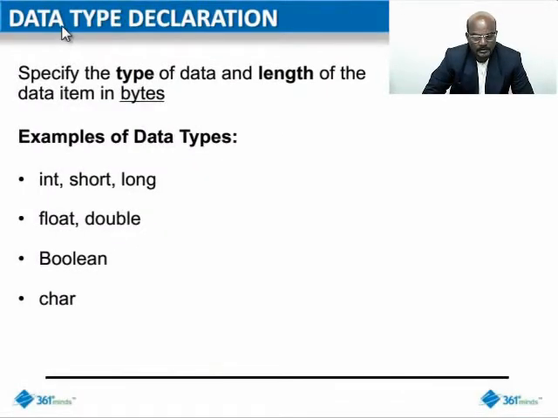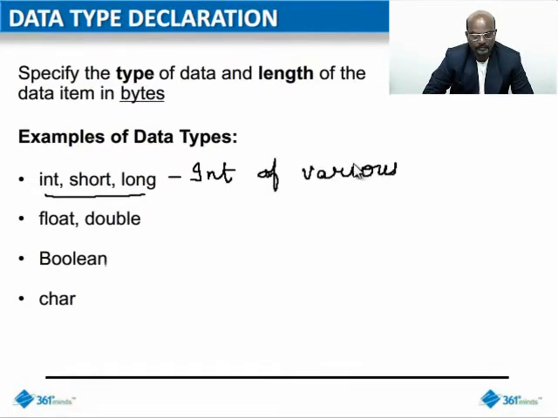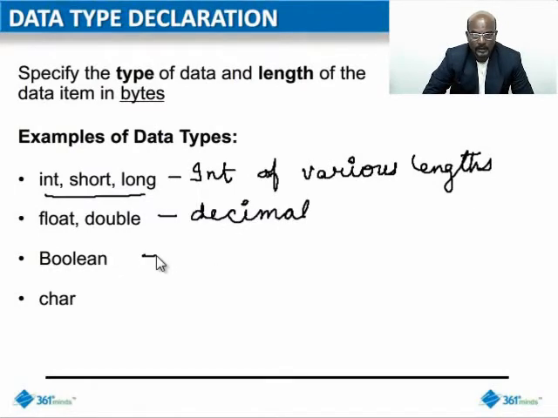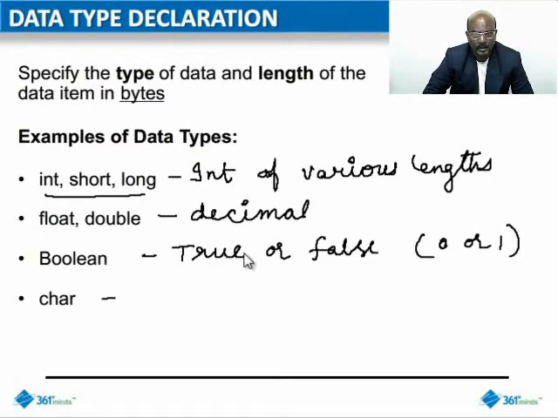Data type declarations. Some of the data types that are available in Java, you have int, short and long, and they all belong to the classification of integers of various lengths because their memory sizes differ. A float and double are decimal numbers of various lengths. A boolean is a true or false statement or a variable wherein it takes values of 1 or 0, but in Java it's always true or false. You have the char variable, which denotes a character from the English alphabet.